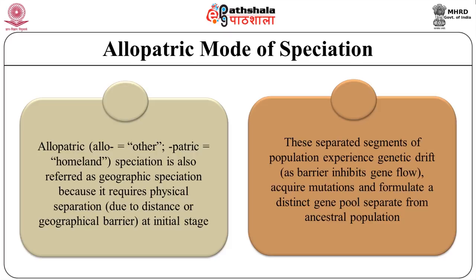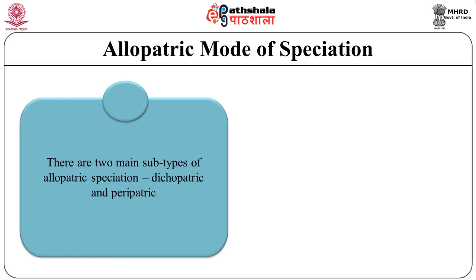The genetic difference between the newly separated populations intensifies the longer they remain isolated. Even if there is some gene flow after the members of the two populations initially come back into contact, character displacement and reinforcement may amplify the initial differences between the populations and lead to the formation of two new species. There are two main subtypes of allopatric speciation, that is dichopatric and peripatric. The dichopatric model does not assume the founder principle, but in the peripatric speciation model, there is an involvement of the founder principle.